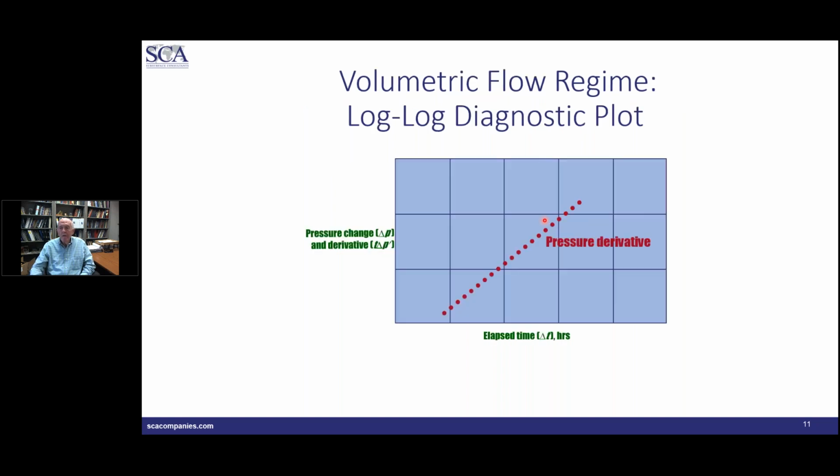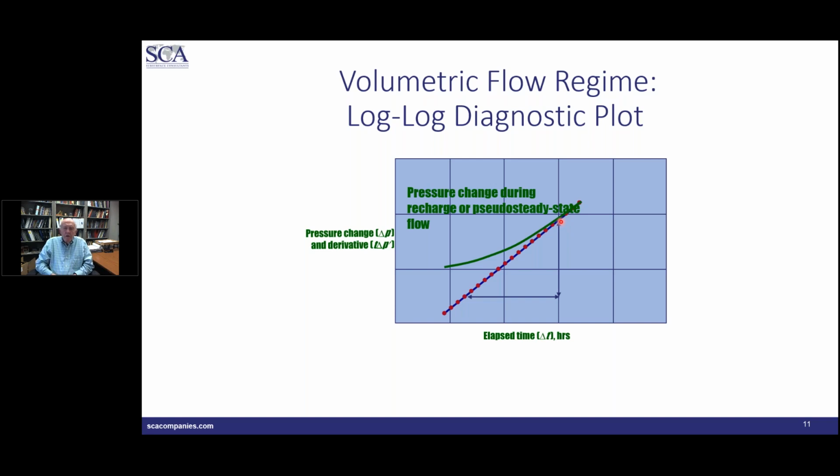So here's what the log-log diagnostic plot will look like in this case when we're trying to identify volumetric flow. The unit slope line over 1 log cycle every time we go up 1 log cycle. That's the characteristic signature of this volumetric flow regime. That was the derivative. This is the drawdown. The drawdown, again, will be asymptotic to the unit slope line.